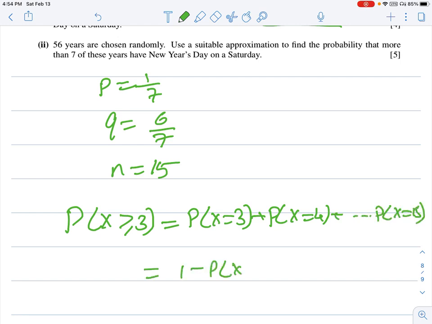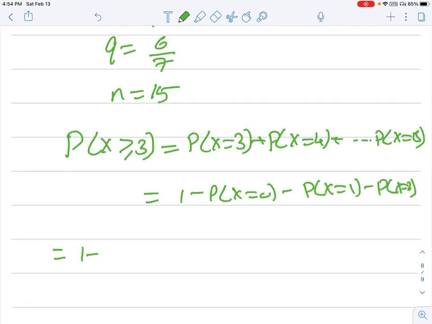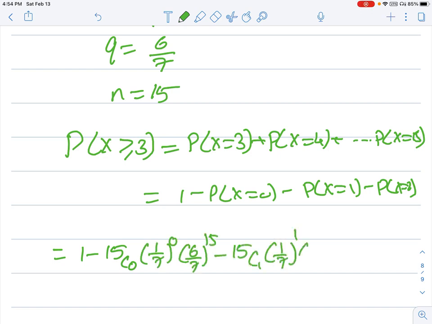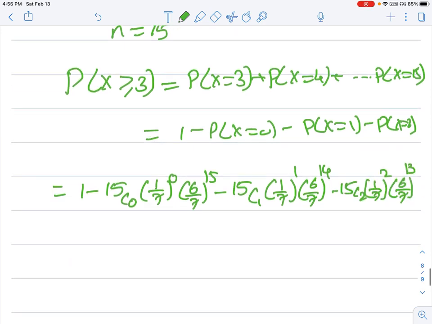So 1 minus 0, 1 and 2. That will be easy. So 1 minus: 15C0 times 1 upon 7 to the power 0 times 6 upon 7 to the power 15. Then 1 times success: 15C1, 1 upon 7 to the power of 1, 6 upon 7 to the power of 14. 15C2, 1 upon 7 to the power of 2, 6 upon 7 whole to the power of 13. Simplify this, 0.365.